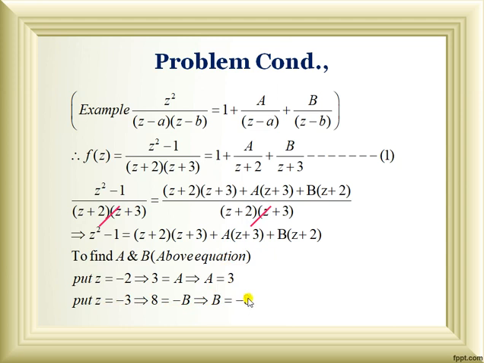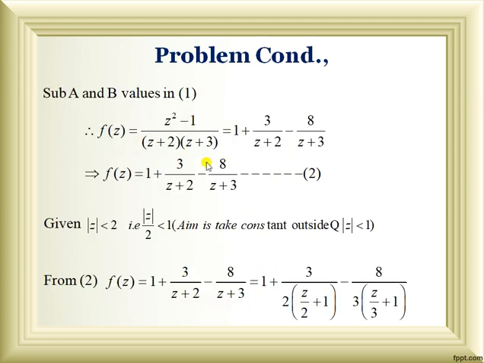I am using these constant values in equation number 1. Equation 1 becomes f of z equal to 1 plus a by z plus 2, where a is equal to 3, so 3 by z plus 2, plus b by z plus 3, where b is equal to minus 8, so minus 8 by z plus 3. So therefore, f of z equals this particular expression. Take this as equation number 2.